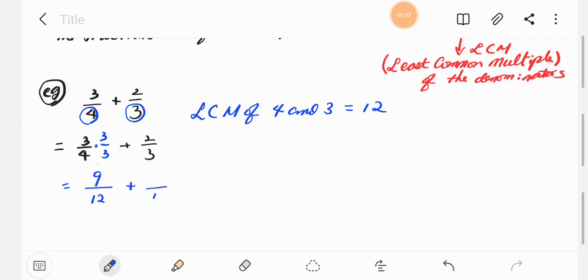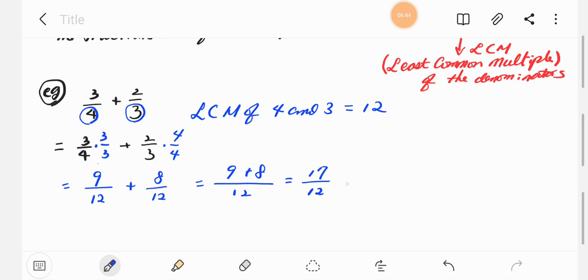Okay, this 3 became 12 because we can multiply the denominator by 4 to make it 12, right? So multiply the numerator by the same number 4. So the numerator becomes 8. So we just converted a fraction into an equivalent fraction. And then since the denominator is the same, because the denominator is the LCM of 4 and 3, what we can do is just add the numerators. 9 plus 8, 17 over 12.